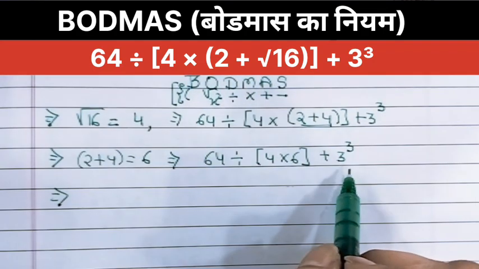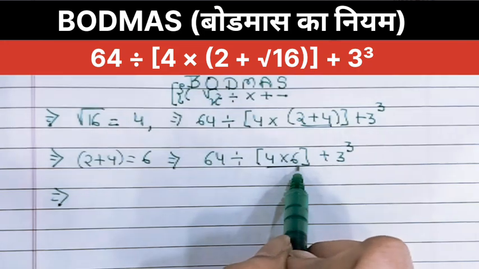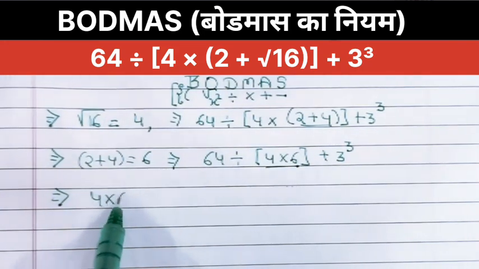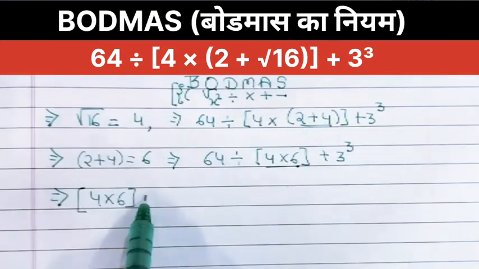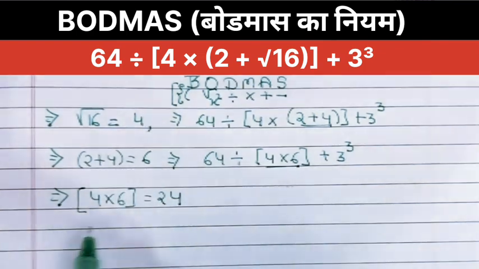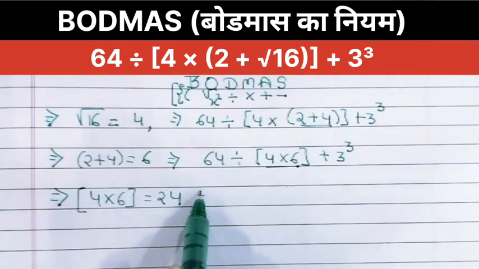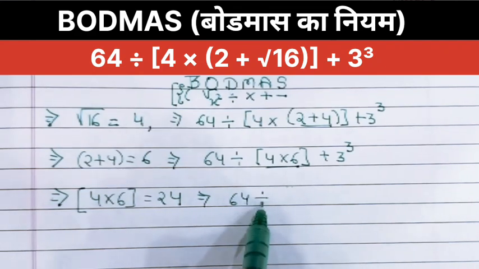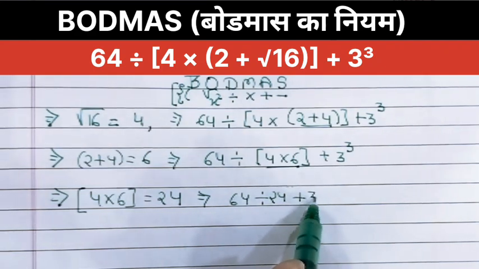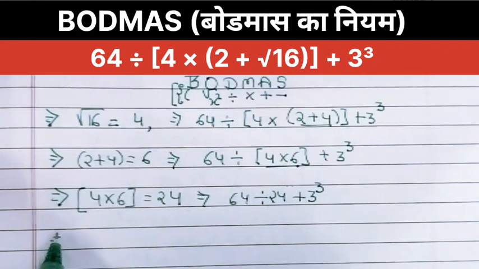Solve the outer square brackets, which is 4 multiply by 6. Now 4 multiply by 6 is equal to 24, and according to this step, next completely clear the remaining square brackets, and the expression becomes 64 divided by 24 plus 3 power cube. Move to the next step.